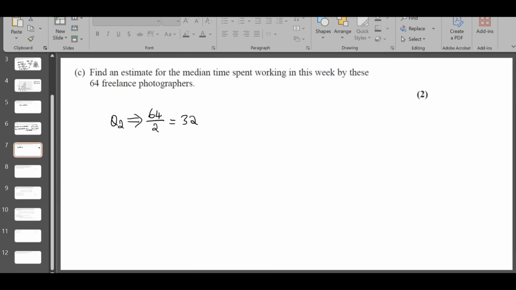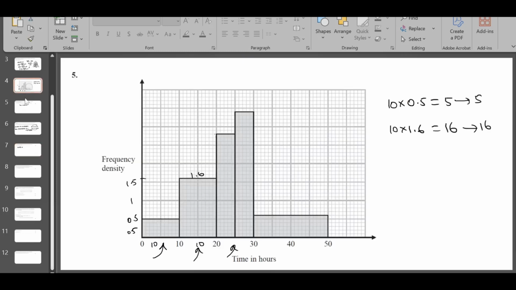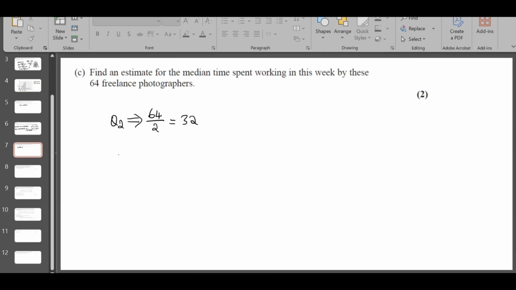So for the first bar, the class interval is 0 to 10, and the frequency is just 5. From 10 to 20, it's 16. Then the cumulative frequency is 5 here, 21 here, but we are looking at 32.